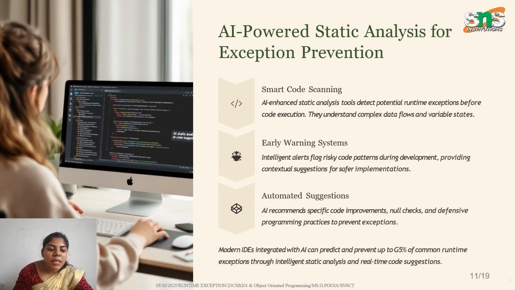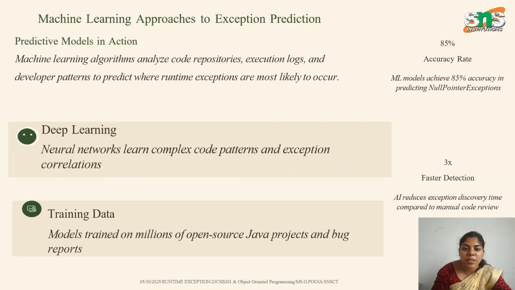Next, AI-powered static analysis. Modern development tools now use AI-powered static analysis to prevent runtime errors. These tools can scan your code in real time and provide early warnings for risky operations. They suggest null checks, input validations, and try-catch structures to make your code safer. And studies show that such AI-assisted tools can prevent up to 65% of the runtime exceptions before deployment.